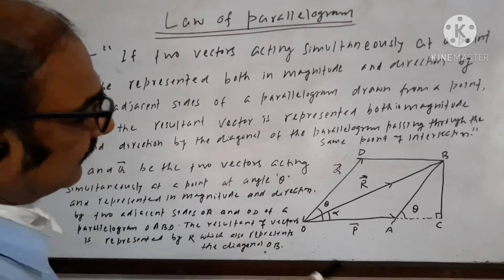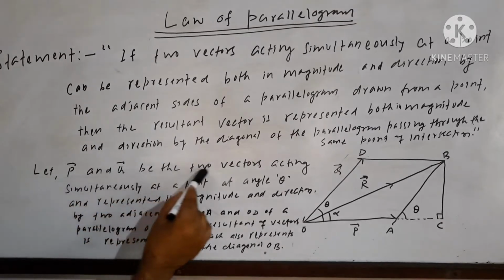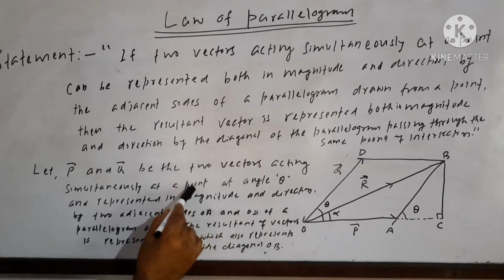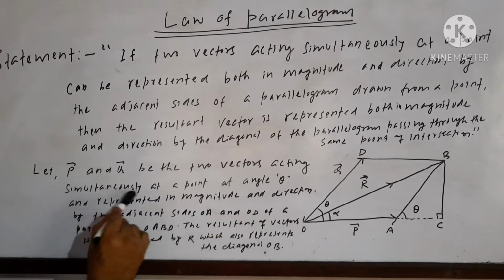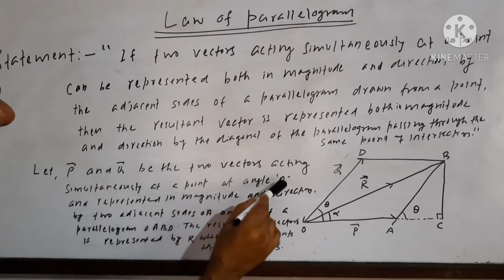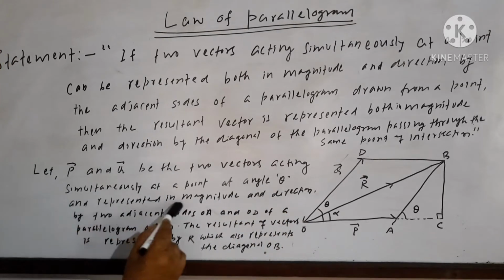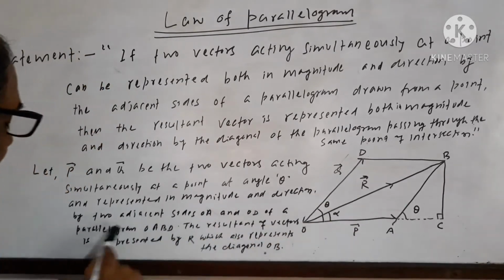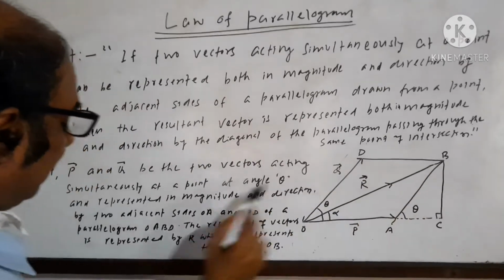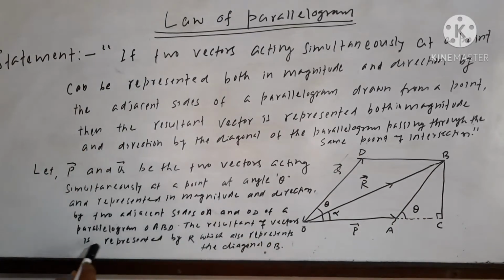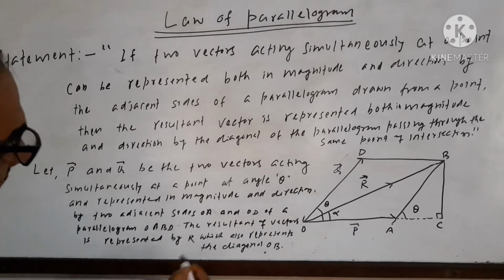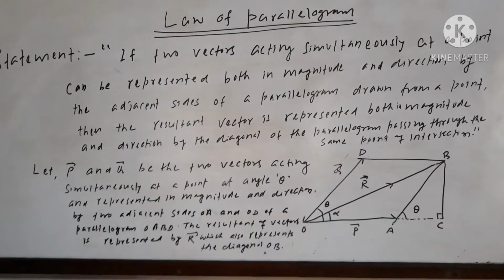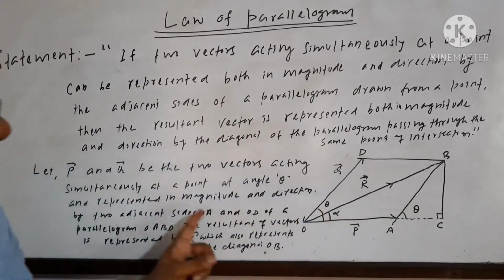So the resultant also passes through the same point O, with the angle of inclination of the resultant alpha, and the angle between the two vectors theta. Now let P and Q be the two vectors acting simultaneously at a point or at a body, not necessarily simply a point. Point means there must be a body. They act at angle of inclination theta and are represented in magnitude and direction by the two adjacent sides OA and OD of a parallelogram OABD. The resultant of the vectors is represented by R, which also represents the diagonal OB. So this is the statement and this is the description of the figure.